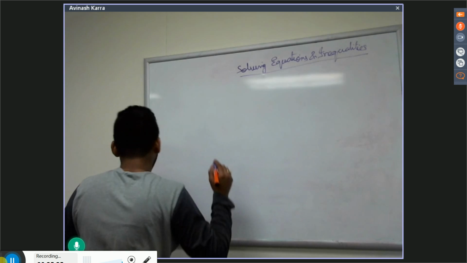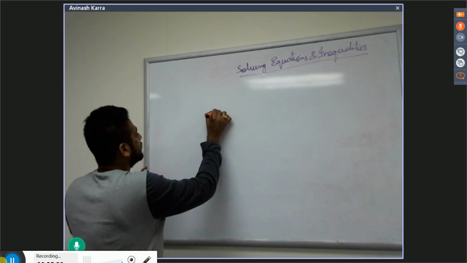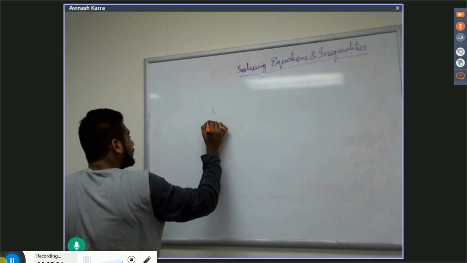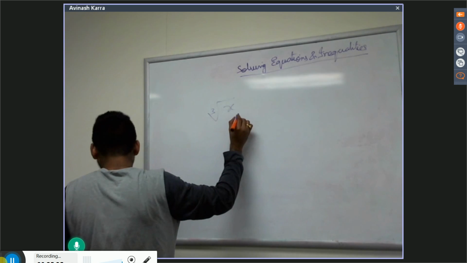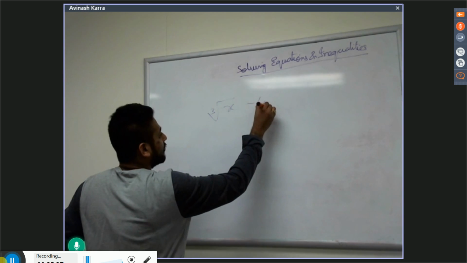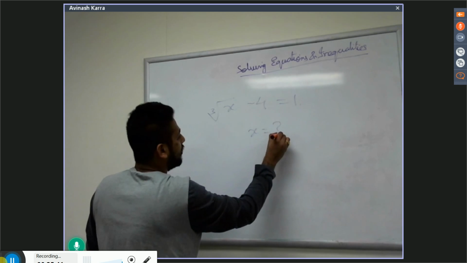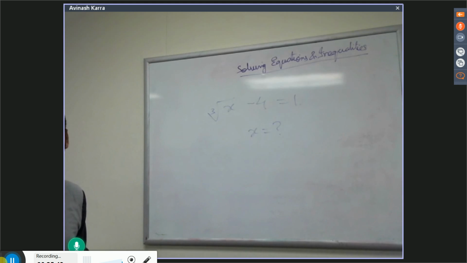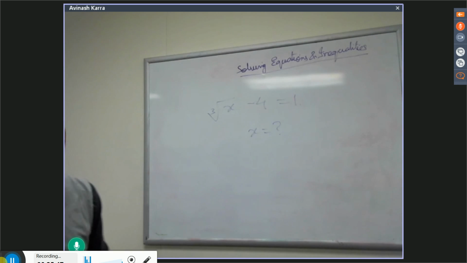Can you guys solve it? I'll give you one question without looking at the book. Easy one. Cube root of x minus 4 equal to 1. x is equal to how much? Can you guys solve it? I'm giving you a couple of minutes.